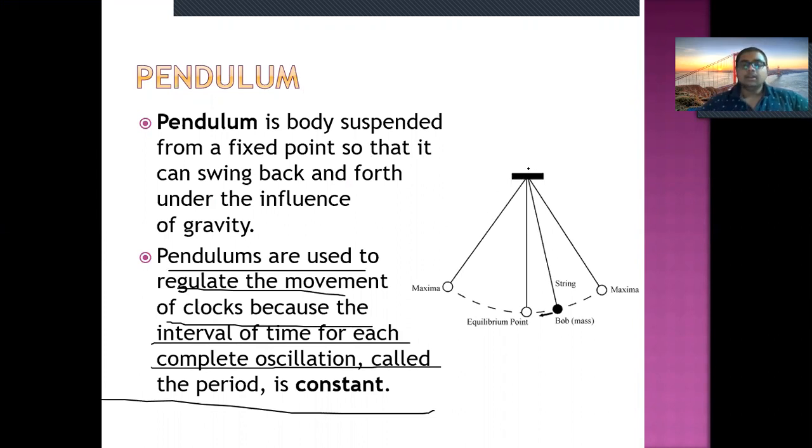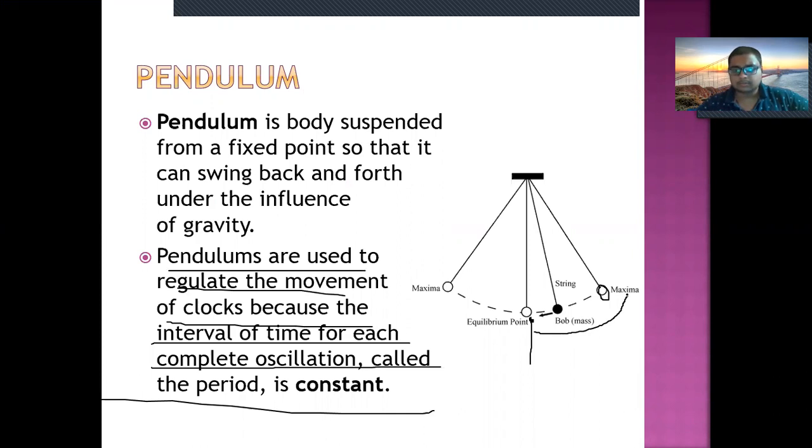So, this is a ceiling, wall or any rigid support, and you have attached a thread to that support. And here is a ball. This ball is called the bob of the pendulum. You move it from its equilibrium point, the point at which it stays right at the center. It's called the equilibrium point. You go up to some distance and then you leave it.